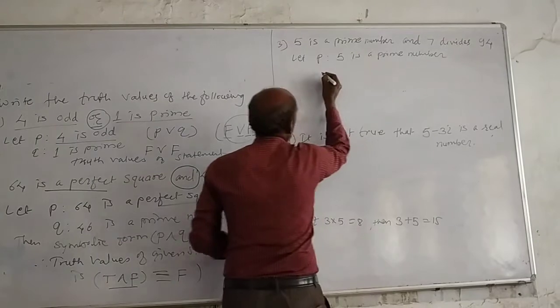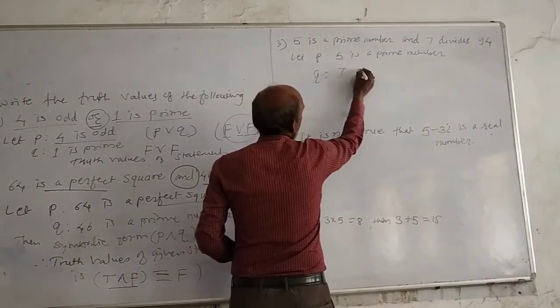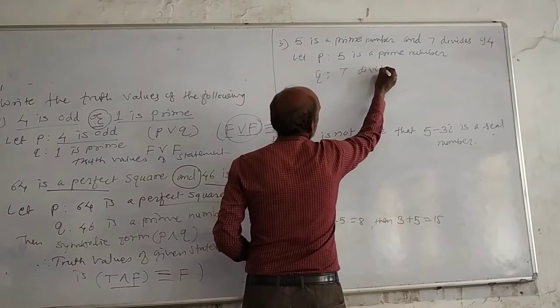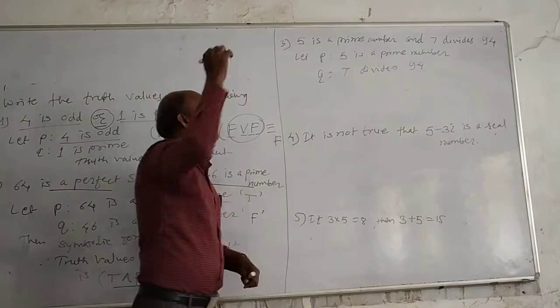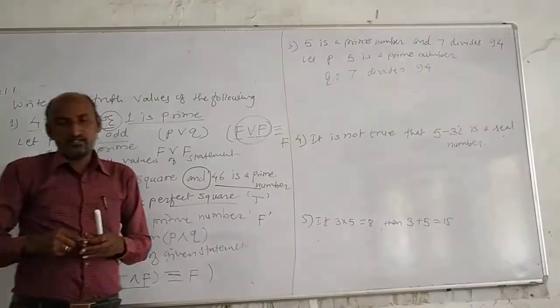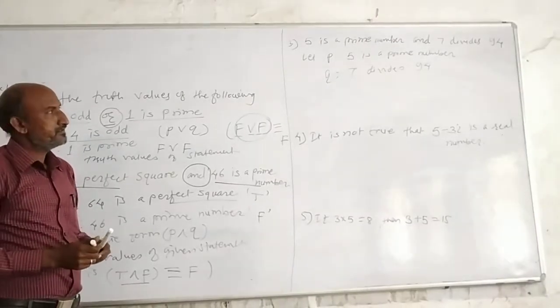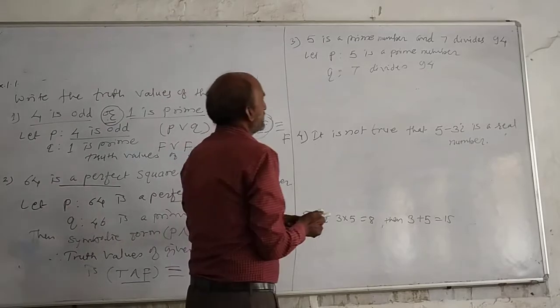Five is a prime number. Statement Q: 7 divides 94. Then the symbolic form of the given statement.